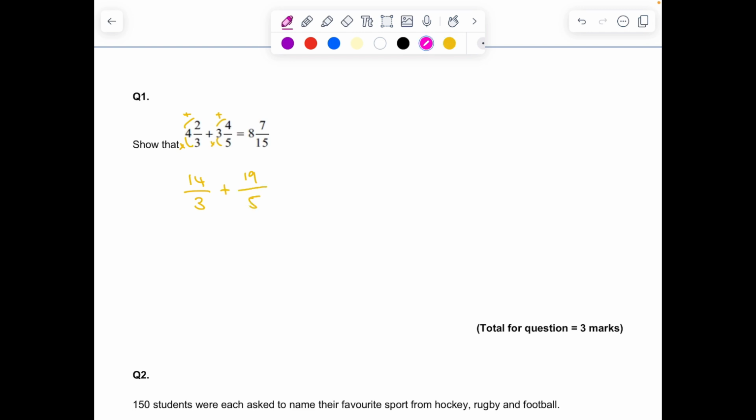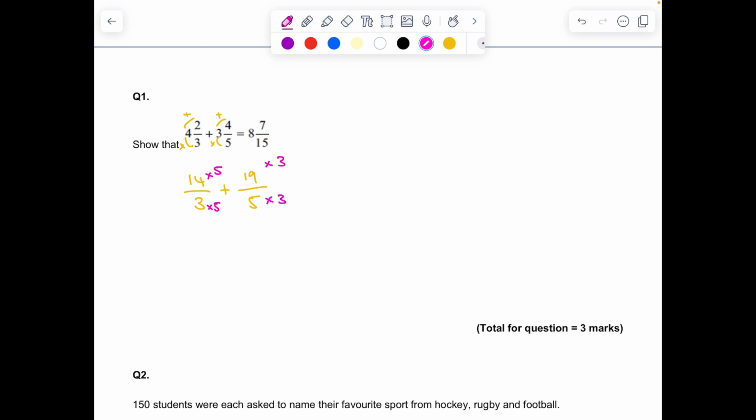Then, in order to add them, I need to make the denominators the same. So I'm going to multiply top and bottom here by 5 to make it out of 15, and then top and bottom here by 3 to make it out of 15. Remember, if you get worried about your calculations, you can easily just use the calculator. You do not have to do these in your head.